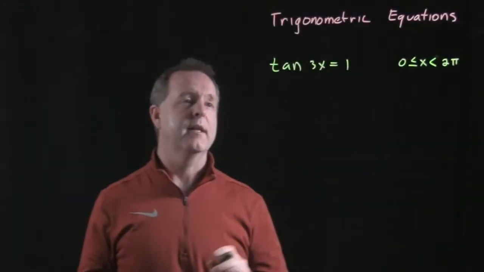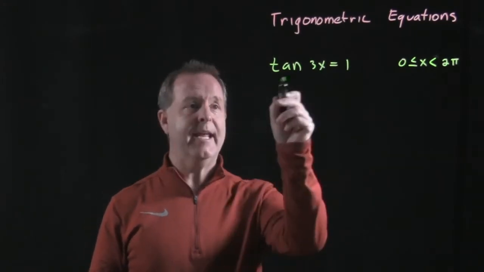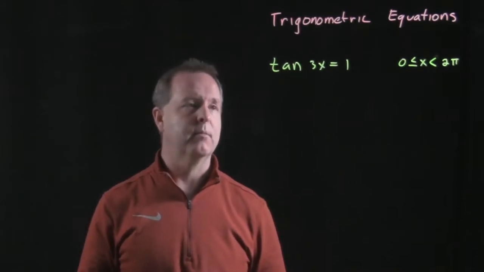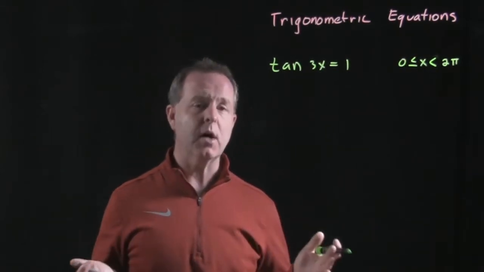Let's solve an equation that has multiple angles involved. Tangent of 3x equals 1, where all the angles are multiples of 3. So how do we solve it?